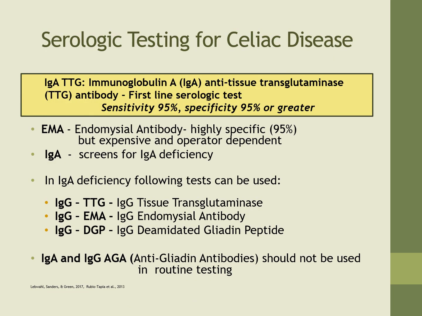American College of Gastroenterology clinical guidelines recommend immunoglobulin A anti-tissue transglutaminase antibody as the first-line single test for detection of celiac disease in individuals older than 2 years of age. It has a high sensitivity of 95% and a high specificity of 95% or greater in untreated celiac disease. Endomysial antibodies test has higher specificity of 95%, but it is expensive, arduous process, and is operator dependent. It is not recommended as a first-line test.